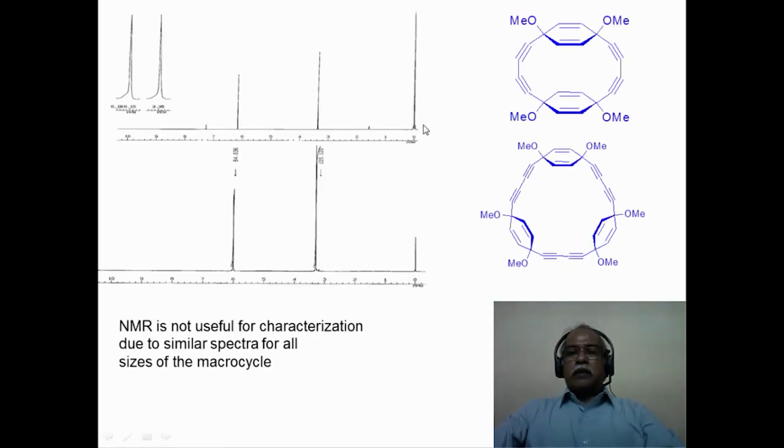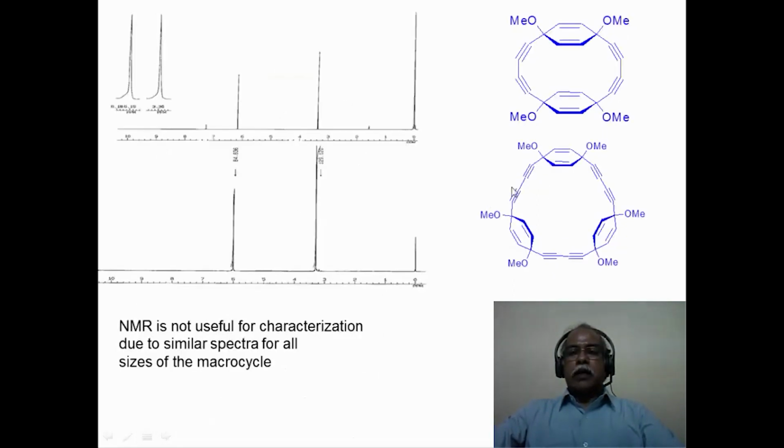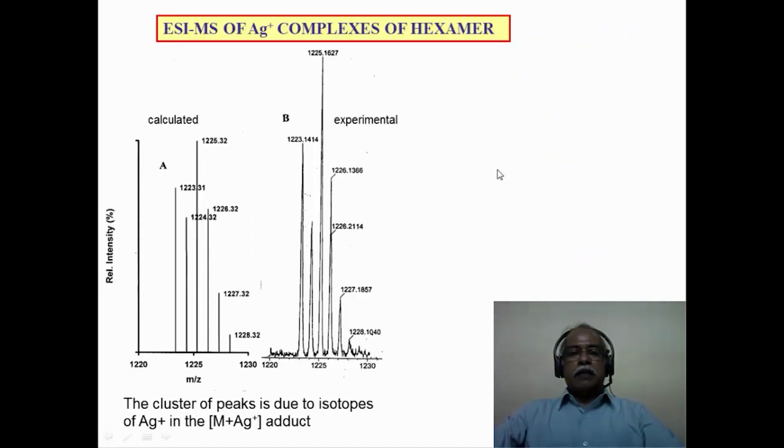Why silver complex? Because silver is known to bind to double bonded and triple bonded systems. So we thought we'll add silver triflate to a solution of this molecule in acetonitrile, and analyze the samples. And we were successful in doing that. Silver as an element has six different isotopes available. So essentially when silver coordinates to this molecule, it forms a silver adduct, and the silver adduct spectrum is what is shown here.